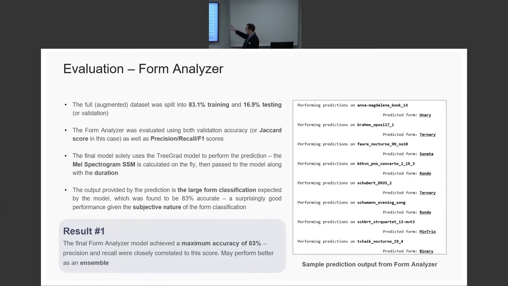And then this is just an example of the output from the form analyzer. I just put a bunch of MIDI files in a folder and gave it the directory. And this is what it takes and produces. So it tells me that I'm performing a prediction on a certain piece of music, and it outputs the predicted form. In this case, I would say that basically all of these are accurate, or at least debatably accurate. So this is a really good example of the form analyzer at, I suppose, its best.